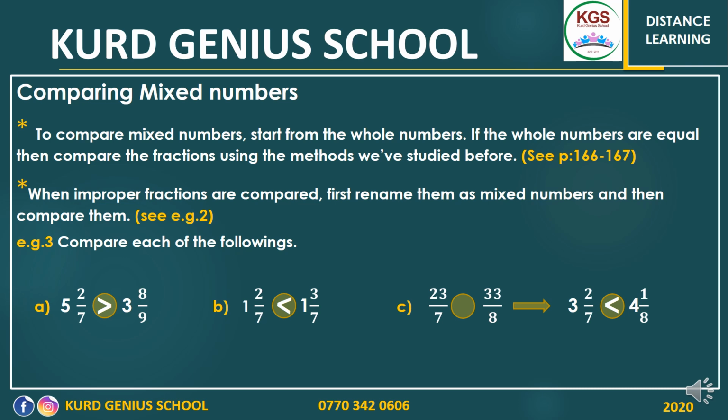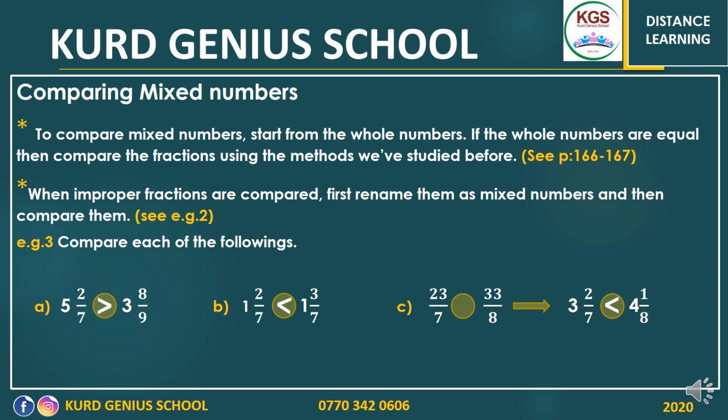C. We have 23 sevenths and 33 eighths. Here we don't have mixed numbers because we don't have a whole number. And if we notice, we see that the numerator is greater than the denominator. So here we will use the second note. When improper fractions are compared, first rename them as mixed numbers and then compare them.